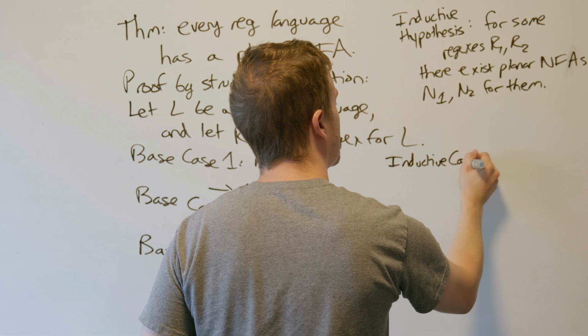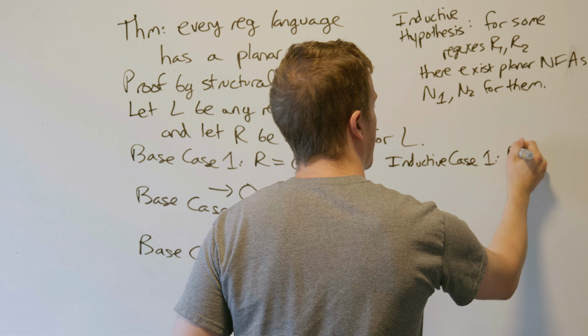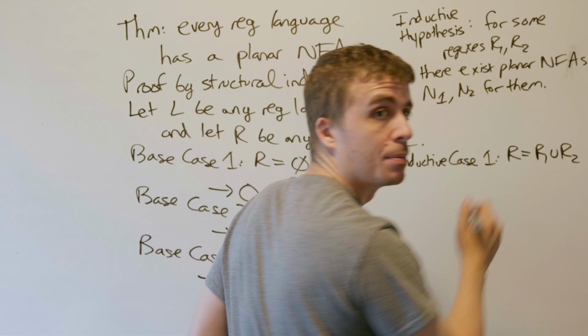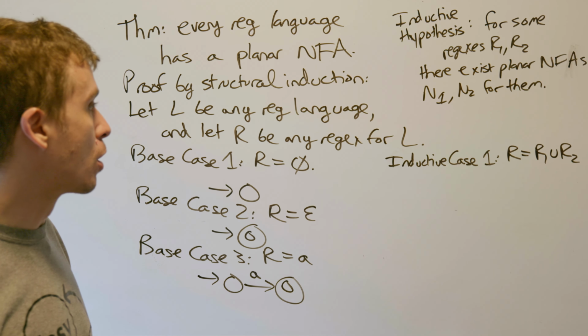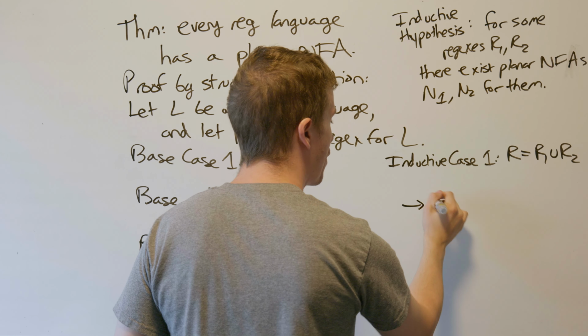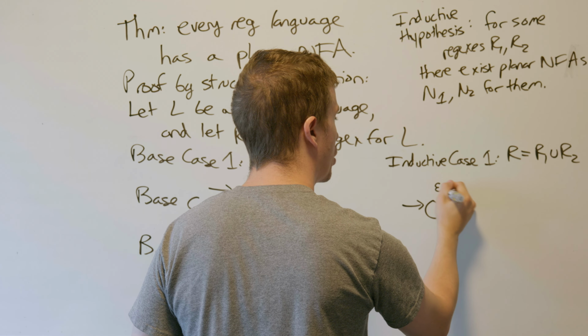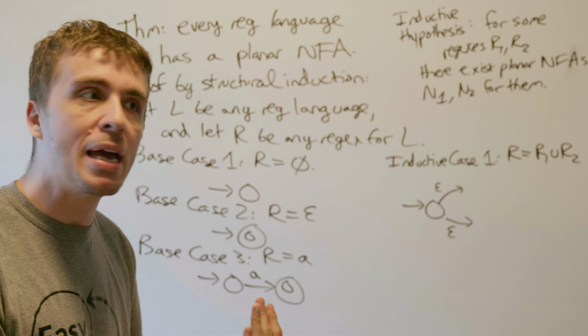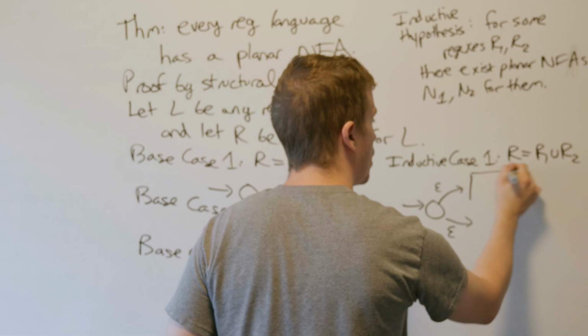The first inductive case is when this regex that we're building is the union of the 2 smaller ones. So what will that look like? Well, if we just do the standard conversion, we have a new start state that epsilon transitions into the start states for the original 2 NFAs. Well, let's just draw what they look like.